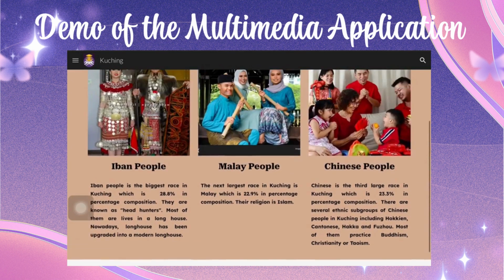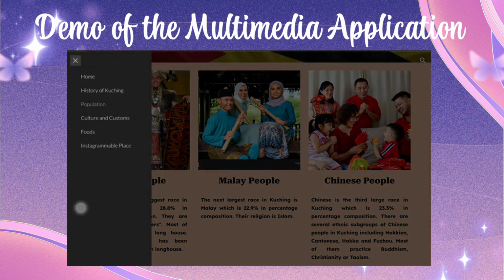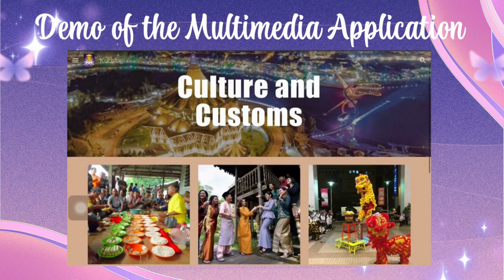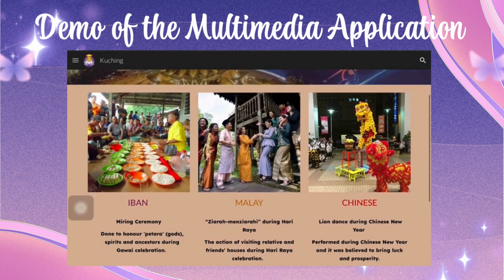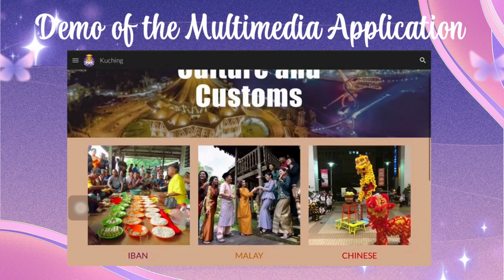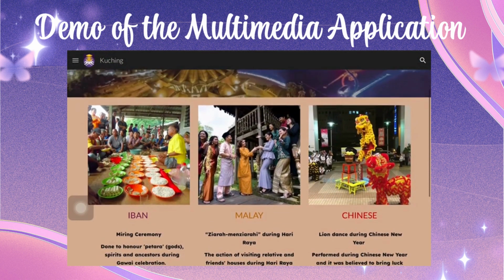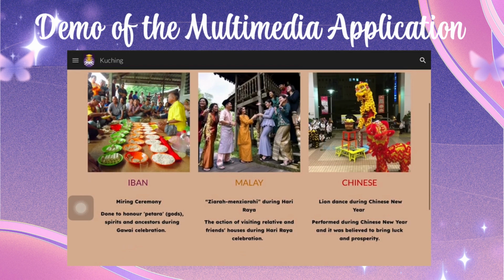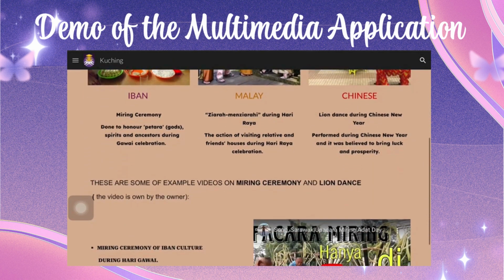Enough with the video. The next one is the culture and customs in Kuching division. When you click on that button, you will see colorful pictures that we have chosen from the internet based on the nations that we chose from the previous point, which is population. For this part, we are describing the cultures and customs of the three nations that we have chosen, which are Iban, Malay, and Chinese.